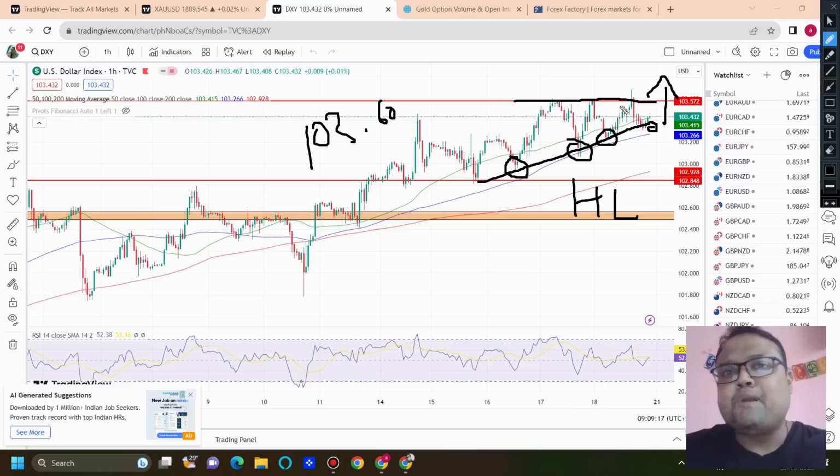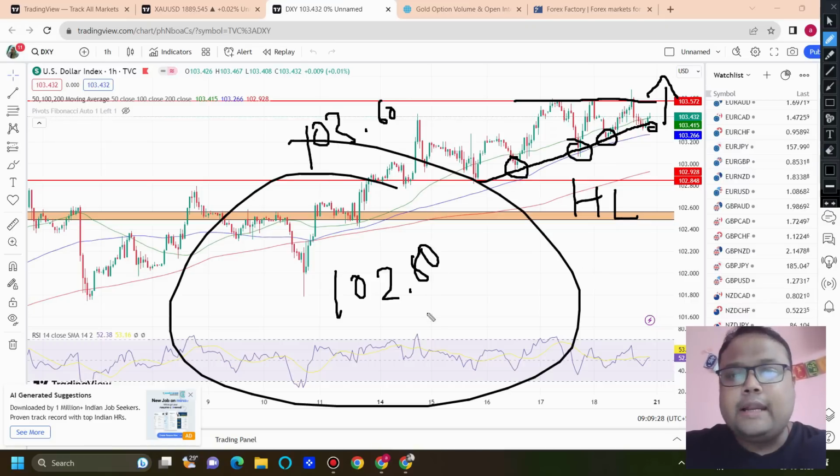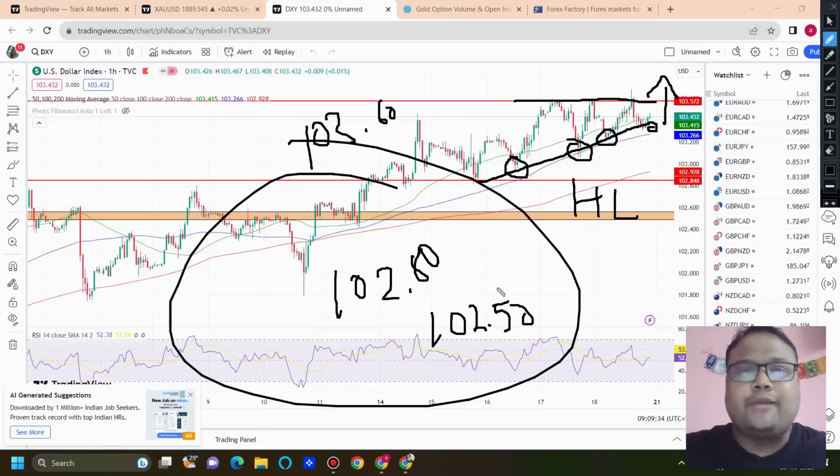In case the buyers surrender, and if we see a reversal, then 102.80 will be the first support, and then 102.50 will be the second support. We have discussed plenty of times why these levels will work as support, so please watch any of my videos and you'll get to know. So these are the three levels on the chart of DXY right now, but yes, there is a possibility of upside in the coming week.